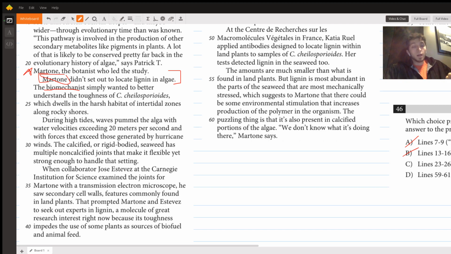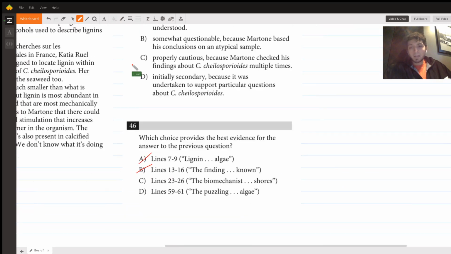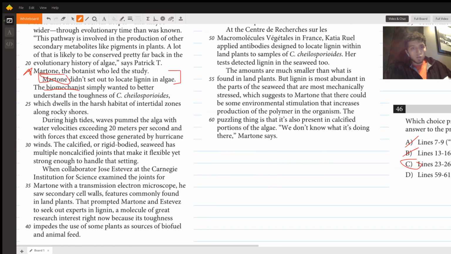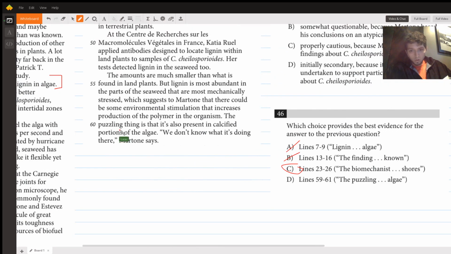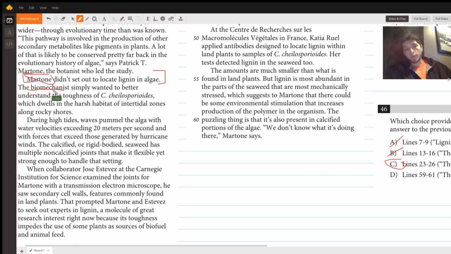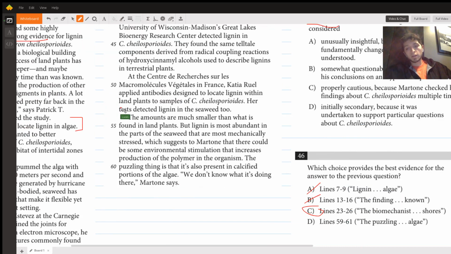It tells us it comes after the first mention of him, and it comes after this text here. I'd say keep it. It's definitely a strong candidate. Lines 59 through 61 say, the puzzling thing is that it's also present, lignin in calcified portions of the algae. We don't know what it's doing there, Martone says. So this comes well after both of these references here, the first mention of Martone, as well as the evidence from the previous question.